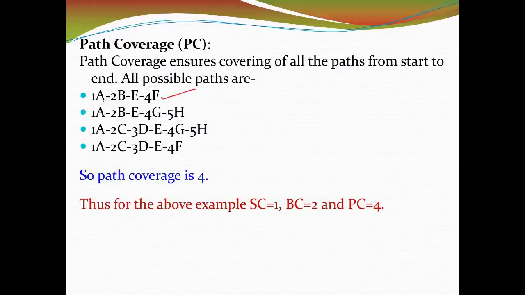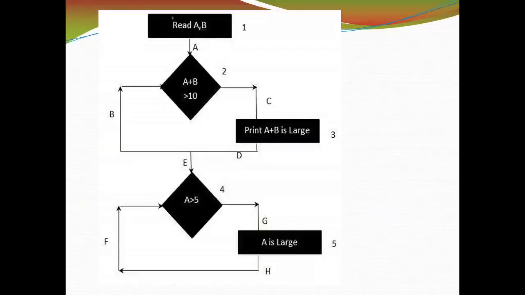First path, that is 1A, 2B, E and 4F. You can see here, 1A, this is the first path. Then 2B, that is if the condition is false, it is going to execute this path. Then it is going to come to the E path, and then 4F. So in the first path, we have taken that if this condition is false, it is going to come to the E path.